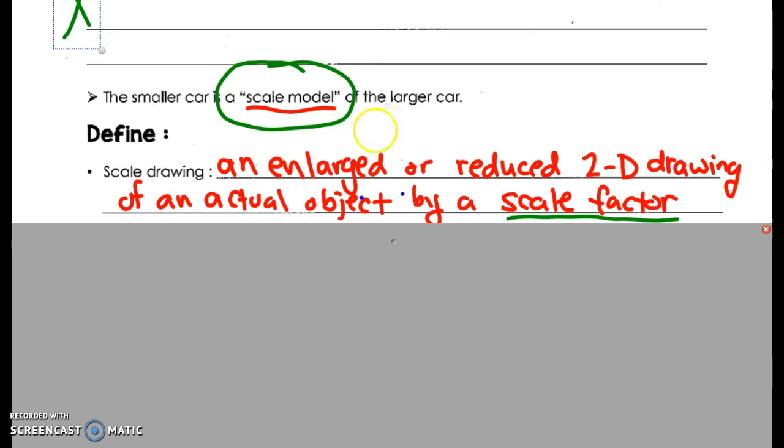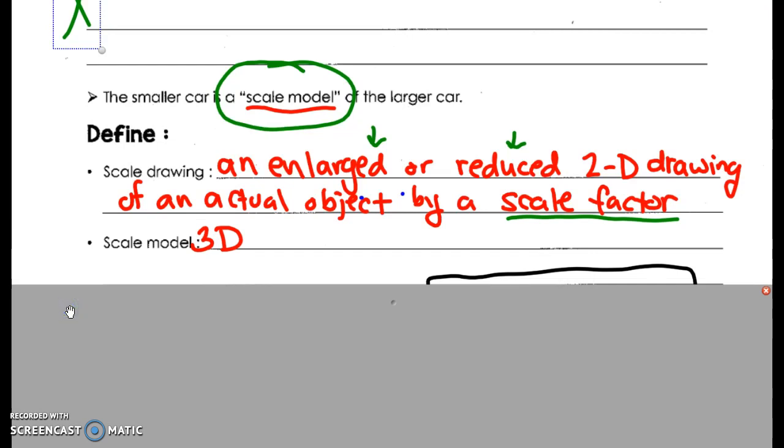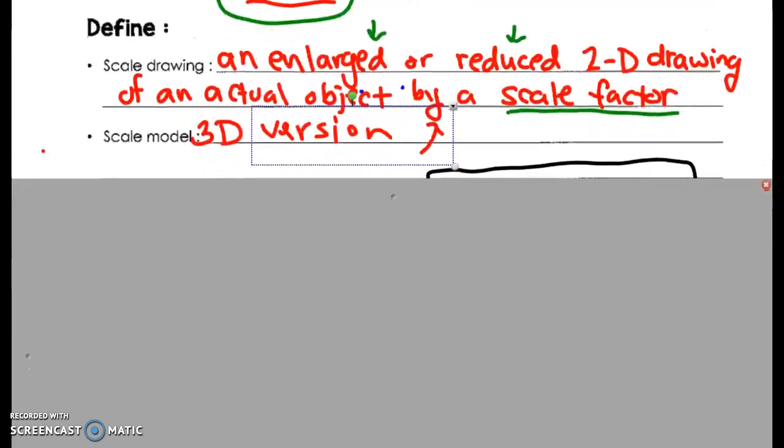But this is what a scale drawing is, and these words enlarged or reduced tell us that it's getting bigger or it's getting smaller. So a 2D drawing could be bigger than the real life thing, or it could be smaller than the real life thing. Then we have a scale model, which is really the same thing as a scale drawing, but this is the 3D version. So it's the action figure, or it's the car, or it's the doll. It's something that's three-dimensional as opposed to a flat piece of paper, which is what we would call two-dimensional. So that's the only difference between a scale drawing and a scale model.